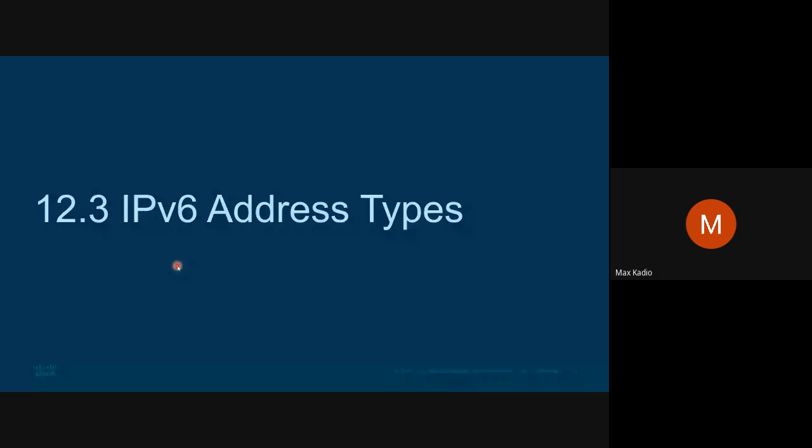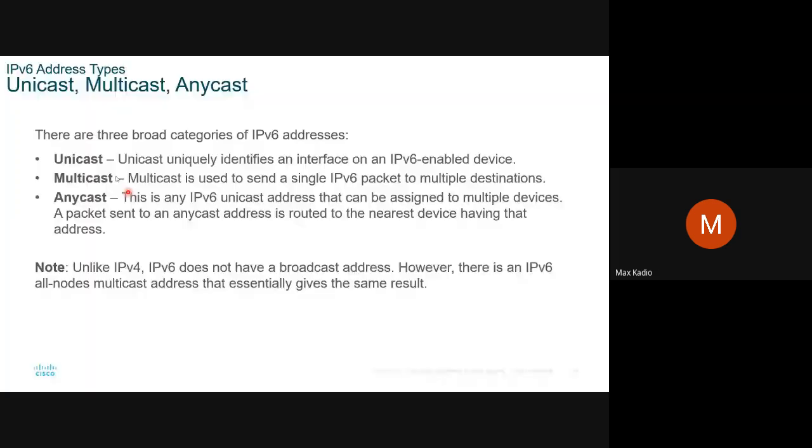Okay, so we'll get time to do some exercises. No worries. Now, different types of IPv6. We have 3 groups: unicast, multicast, and anycast. The most used is unicast.